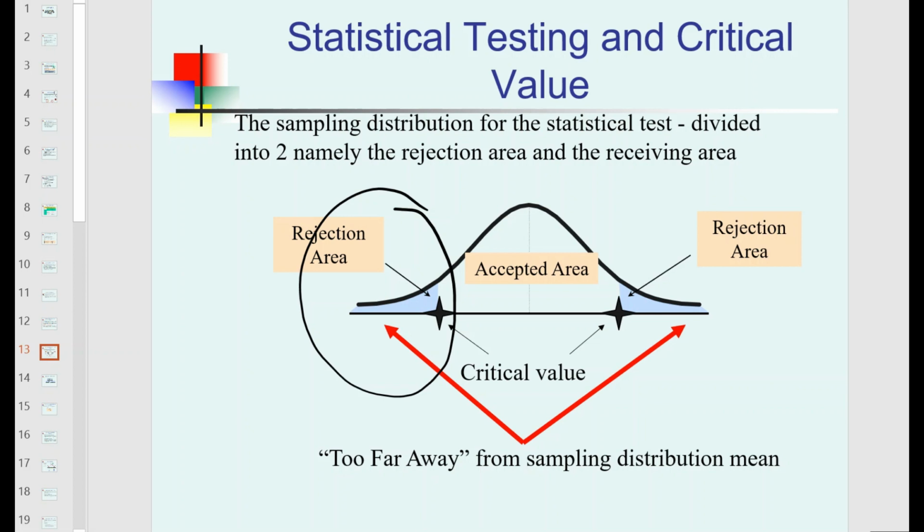Okay, so why is this the rejection area? Because it's too far away from the sampling distribution mean. So it's too far and it's not that accurate. It is far scattered or distributed.